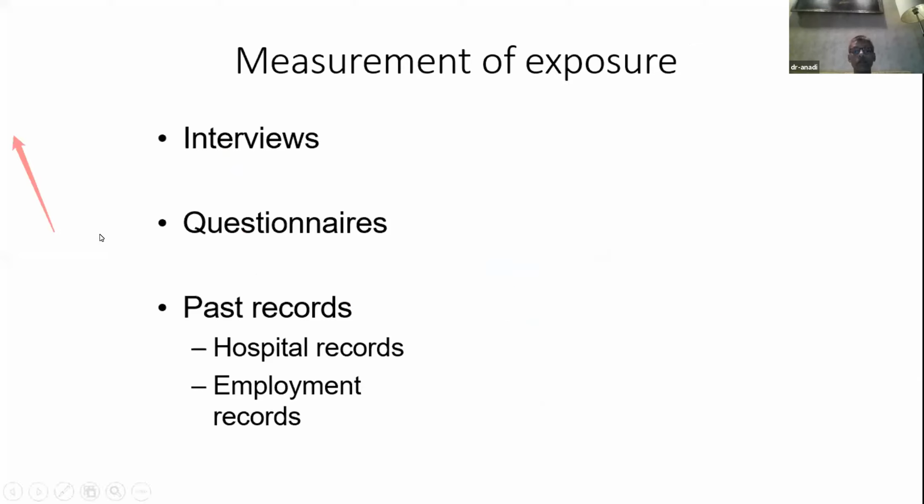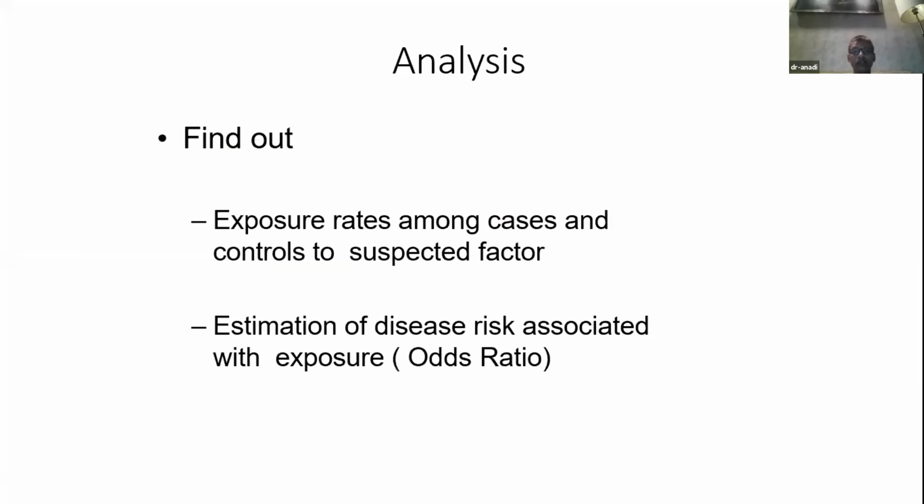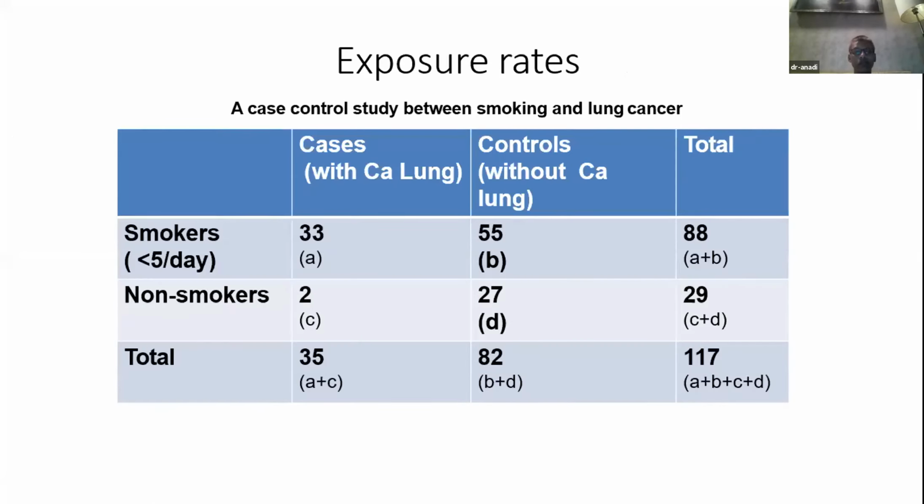Interviews, questionnaires, past records, and hospital or employment records. Next is analysis. So what is our idea? To find out the exposure rate among cases and controls to the suspected factor, and estimate the disease risk associated with exposure, that is the odds ratio. So exposure rate: smoker, less than 5 packs per day cigarette, cases 33, non-smoker lung cancer 2; controls without lung cancer: smokers 55, non-smokers 27.